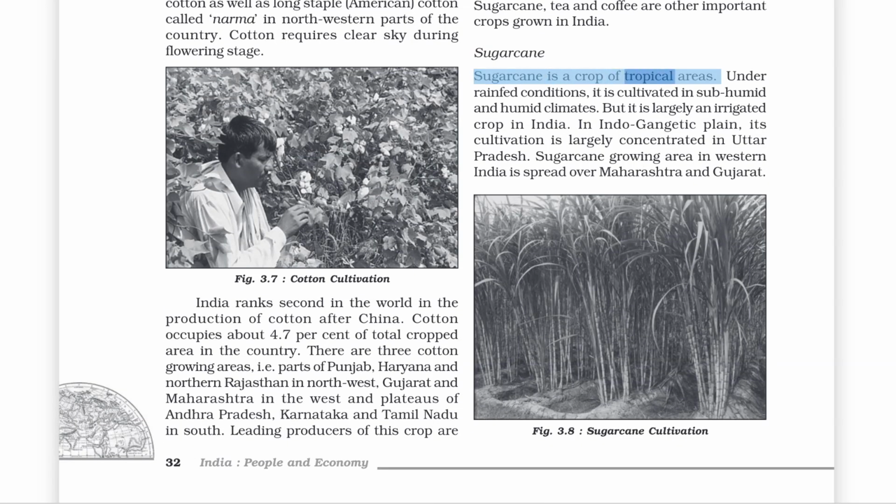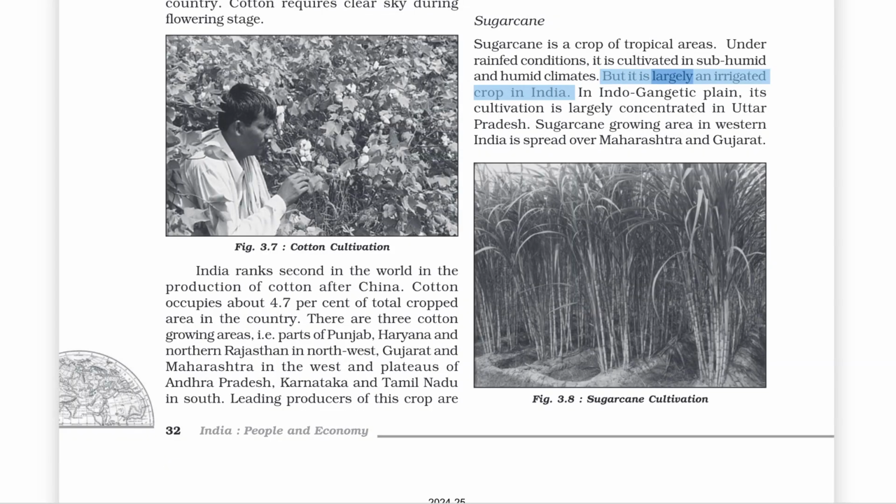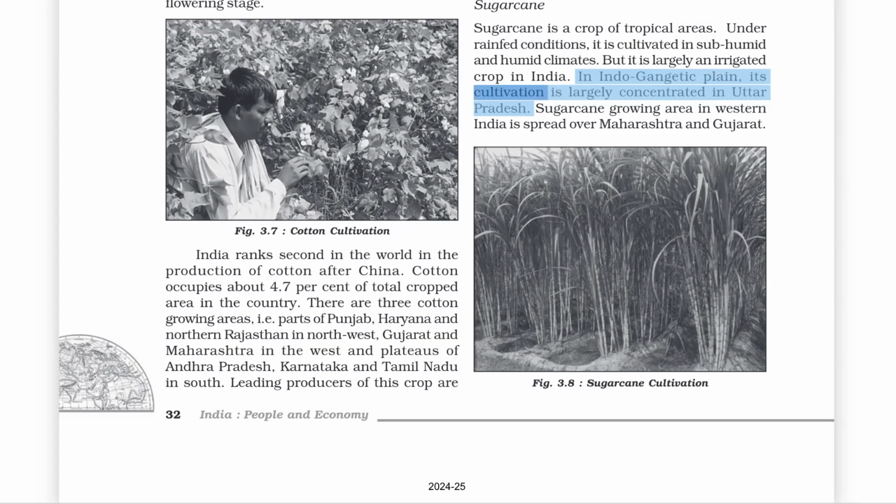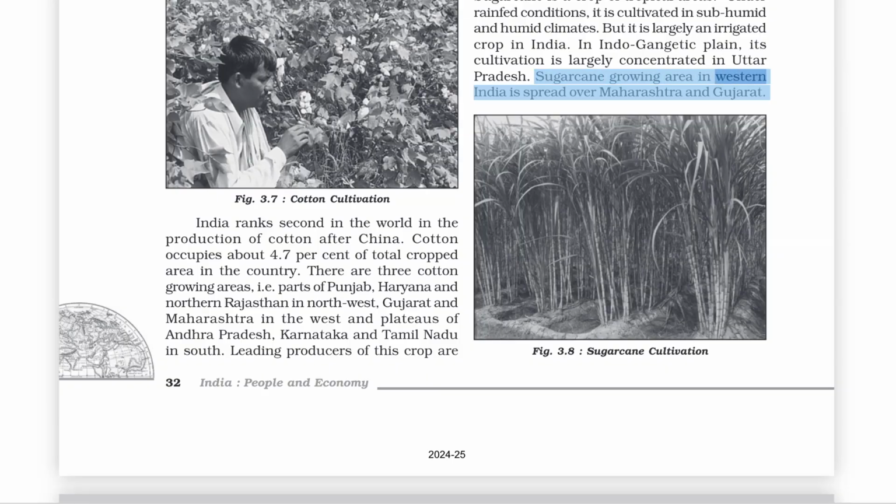Sugarcane is a crop of tropical areas. Under rain-fed conditions, it is cultivated in subhumid and humid climates. But it is largely an irrigated crop in India. In Indo-Gangetic Plain, its cultivation is largely concentrated in Uttar Pradesh. Sugarcane growing area in western India is spread over Maharashtra and Gujarat.